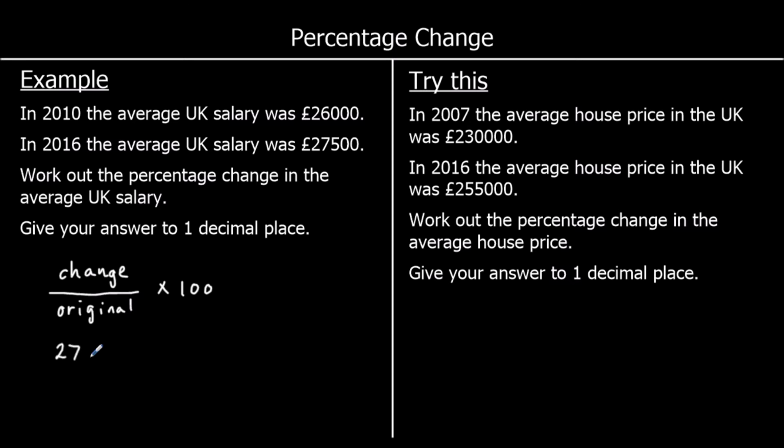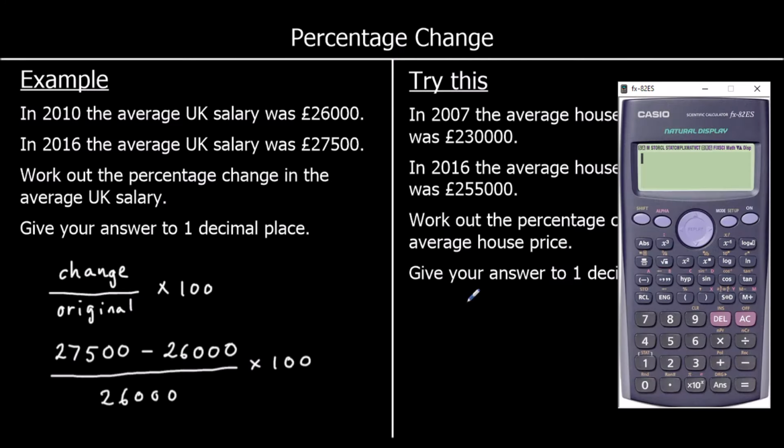So 27,500 take away 26,000, divided by the original, and that's 26,000, times by 100 to make it a percentage. So we can type this into the calculator and get our answer to one decimal place.